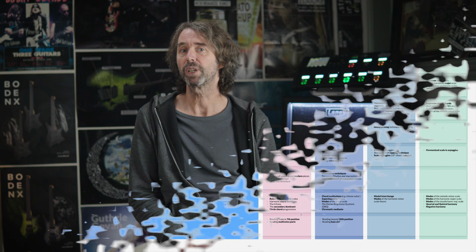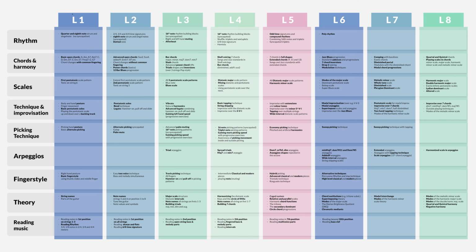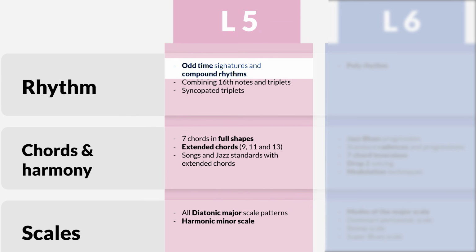Now you can do some self-study and go in depth with the things from the first 4 levels. Now you're in for some odd time signatures, other compound rhythms and combining different rhythm figures for more complex rhythm playing. Now the chords will extend from 7 chords to 9, 11 and 13 chords. And you'll play songs in full shapes instead of shell voicings.